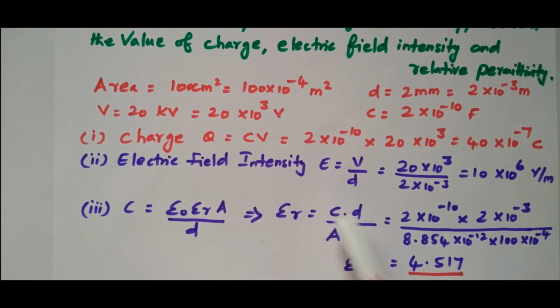Now substitute the C value. C is 2 into 10 to the power minus 10. The distance is 2 millimeter, 2 into 10 to the power minus 3. The area is 100 into 10 to the power minus 4 meter square. Then epsilon naught value is 8.854 into 10 to the power minus 12. Now all the values are substituted. By simplifying, what we got? 4.517, right? So in this problem, we calculated the charge value, electric field intensity, and the capacitance. From this capacitance, we calculated relative permittivity, right? So in this video, we discuss the capacitance definition, derivation, and two problems.